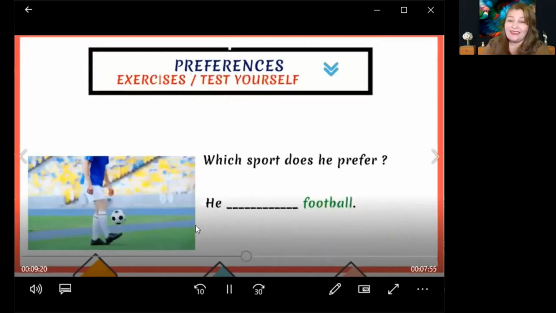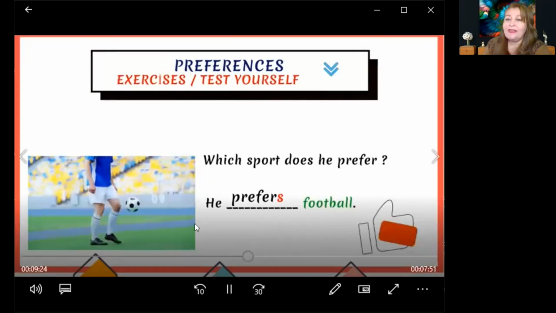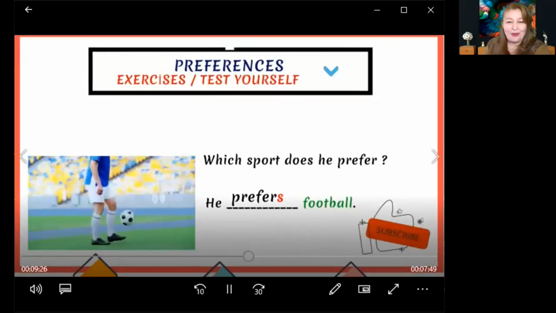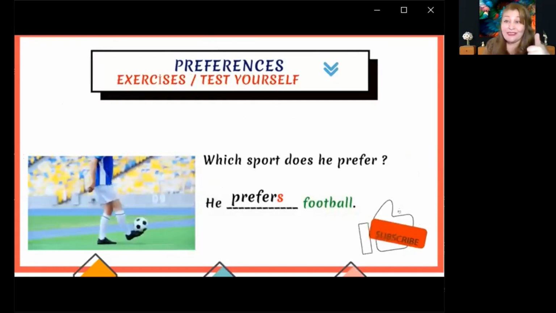Let's exercise ourselves. Which sport does he prefer? He prefers football.